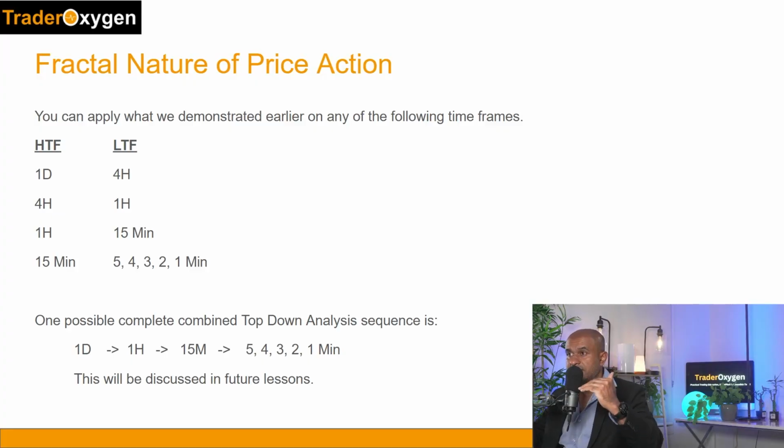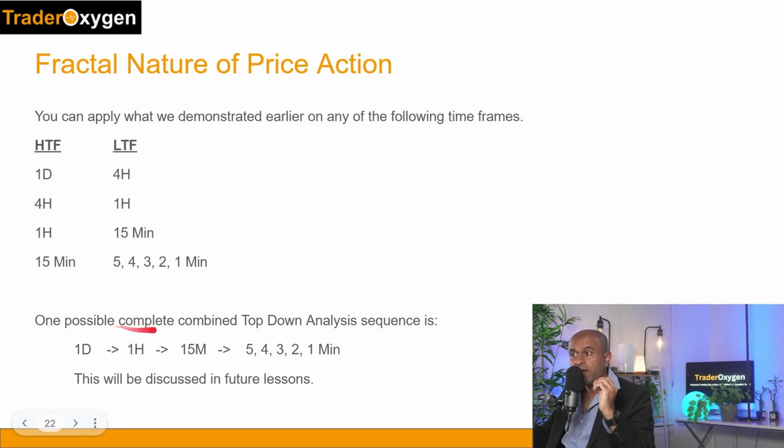Okay, so now let's look into the fractal nature of price action. So whatever we discussed up to now, the higher time frame and the lower time frame can be combined as, let's say, higher time frame daily, then your lower time frame will be 4-hour. Or if you consider the higher time frame as 4-hour, then you can go to the lower time frame of 1 hour. And if the higher time frame you look at is 15 minutes, then you go to the lower time frames 5, 4, 3, 2, or even 1 minute.